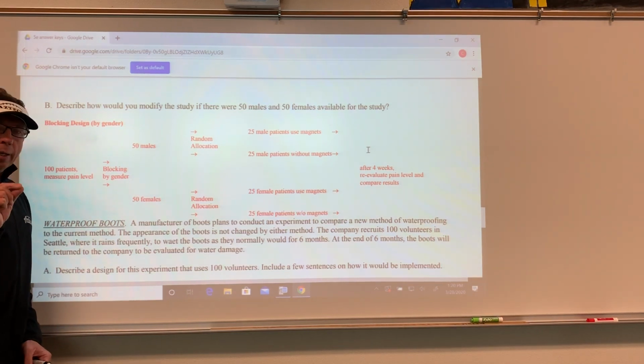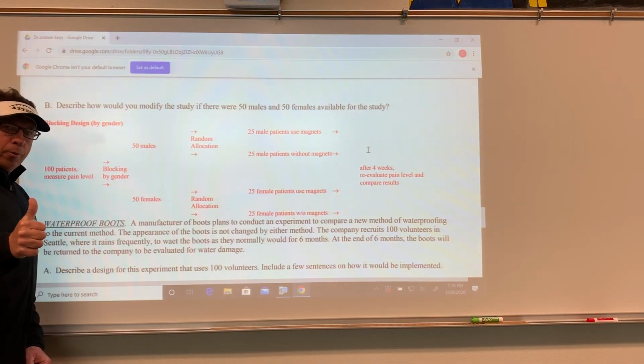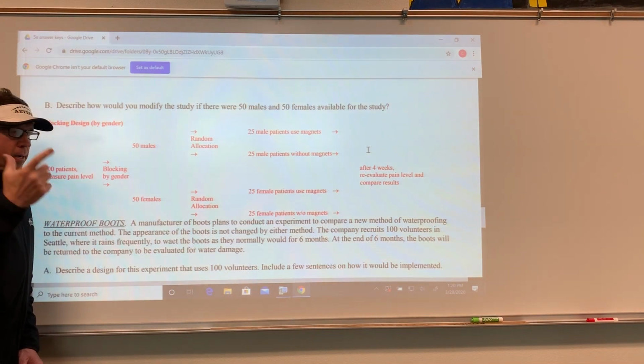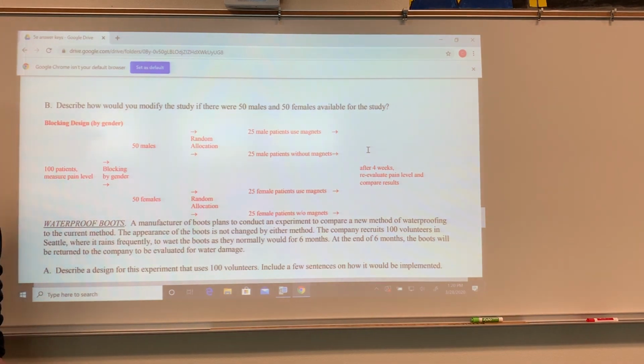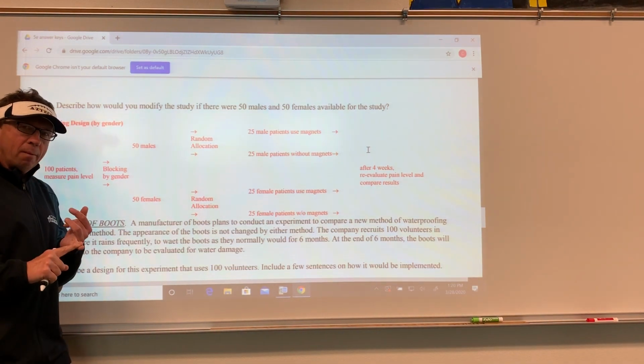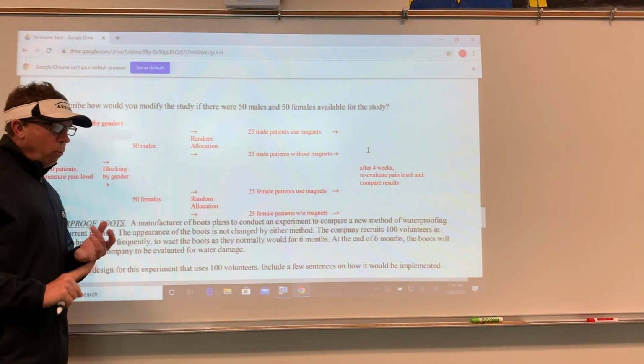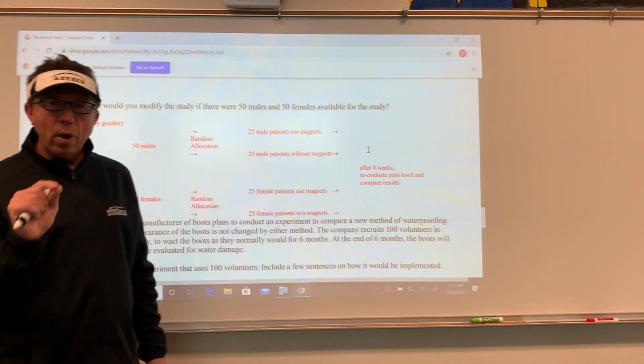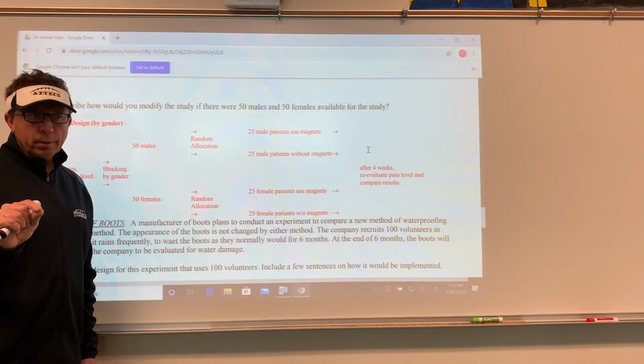And we are going to compare the new waterproofing to the old method. Okay? Now, what's the best way to do this? Let's think about it. Let's say we did a completely randomized design, and we assumed that all 100 people would be in the rain the same amount.